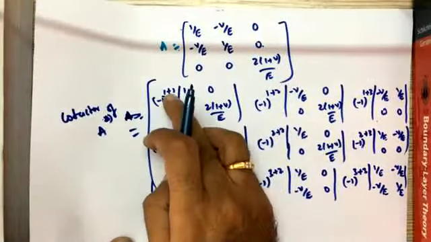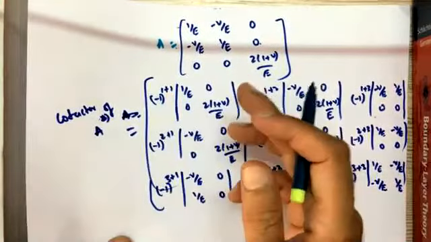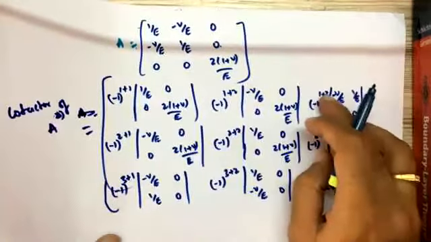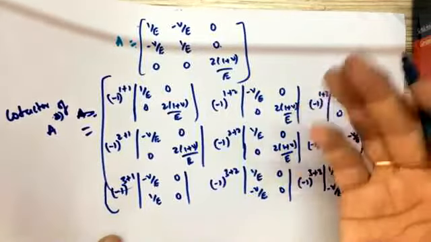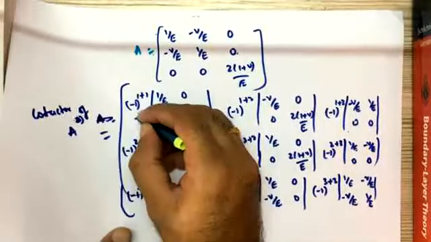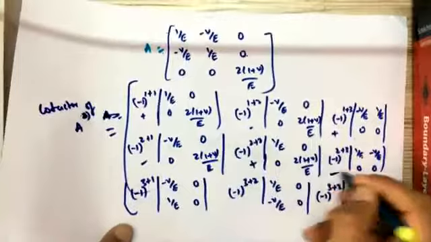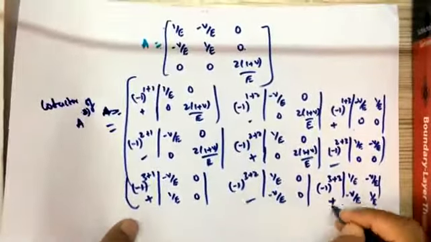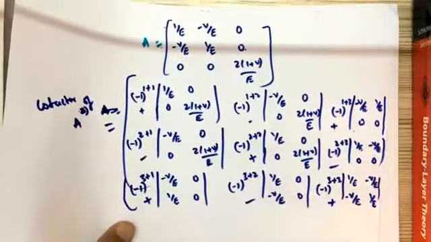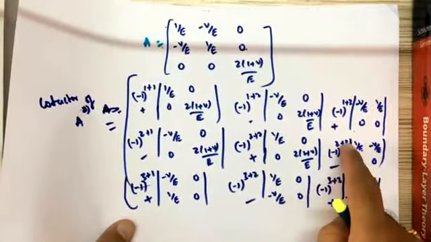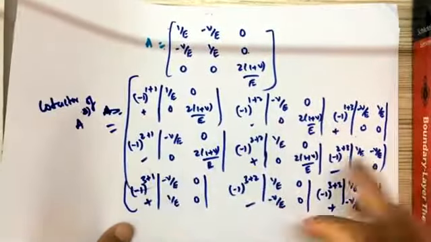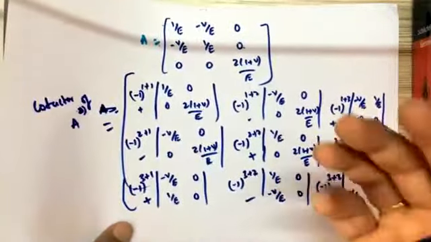Minus 1 whole power 1 plus 1, minus 1 whole square, that is plus. Minus 1 whole cube is minus. Minus 1 whole power 4, 1 plus 3 is 4, that is positive. You need not look into this. You simply say positive, negative, positive, negative, positive, negative, positive, negative, positive, starting from positive and alternating. You need not worry about minus 1 whole power 2 plus 3, that is 5, so minus. Just put plus, negative, plus, negative, plus. No need to look back, though of course you can if you want.